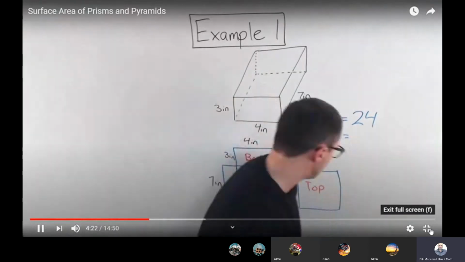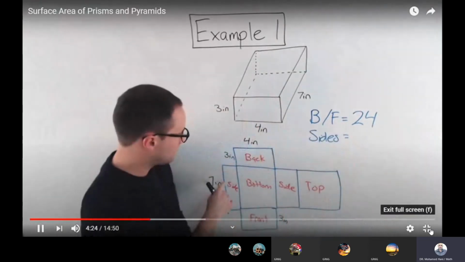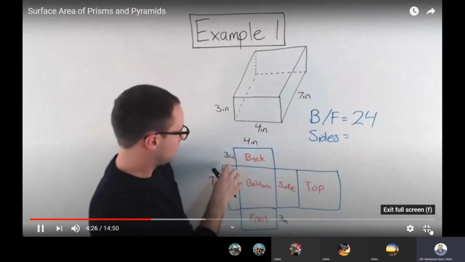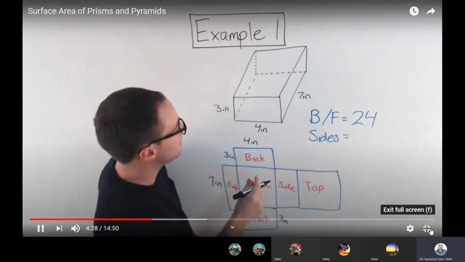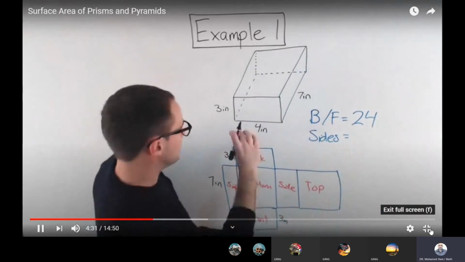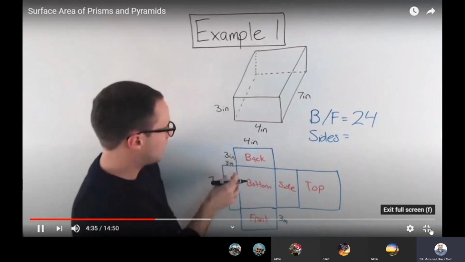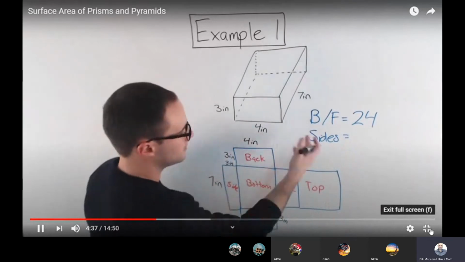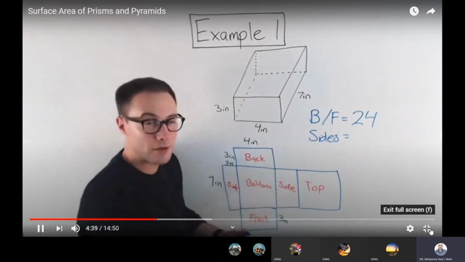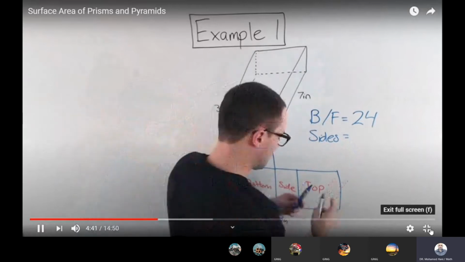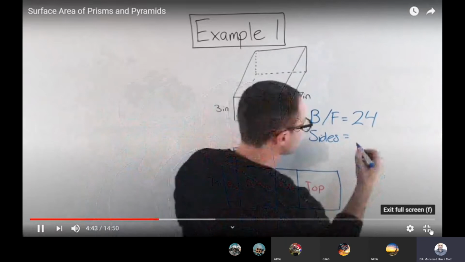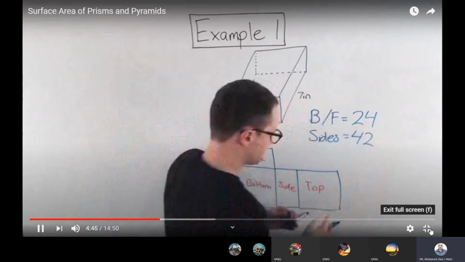Okay. I've got these 2 sides here, side and side. Well, that's going to be 3. I'm sorry, I'm missing a 3. Yeah, that's going to be 3. This is also 3. I'll just put that there, 3 and 3. 3 times 7 is 21, times 2 sides that are the same, they're congruent. 21 and 21 is 42.